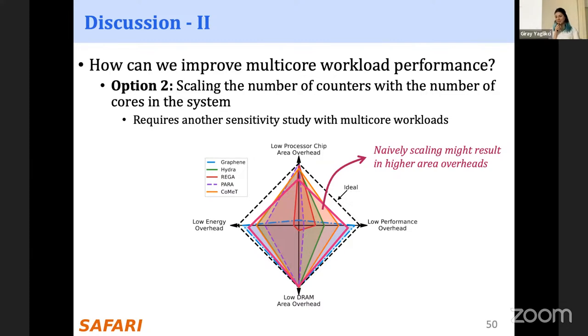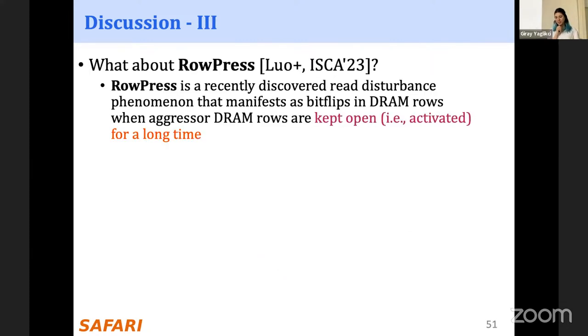Okay. I'm moving on to the next discussion point. So what about RowPress? RowPress is a recently discovered bit disturbance phenomenon that manifests as bit flips in DRAM rows when you keep aggressor rows open for long times. So this is different than RowHammer because you don't hammer, so counting the activations maybe does not work as expected. Can you think of any additions to CoMeT or other mitigations to cover RowPress as well?